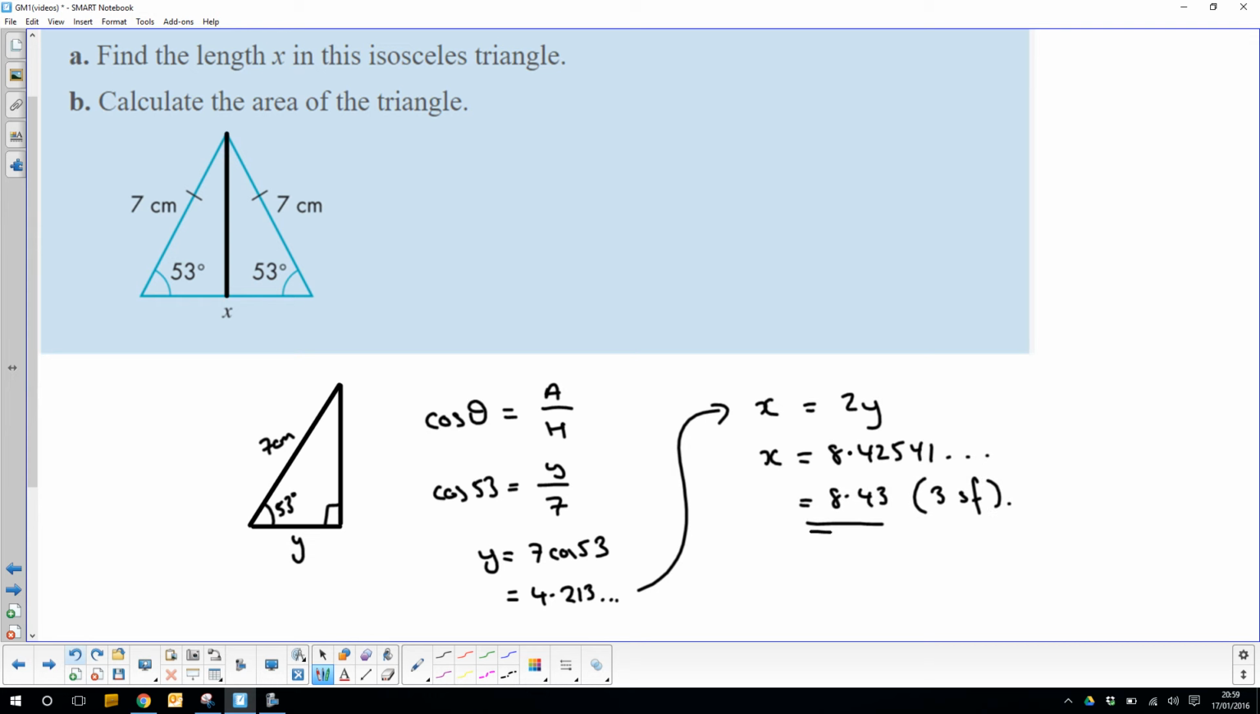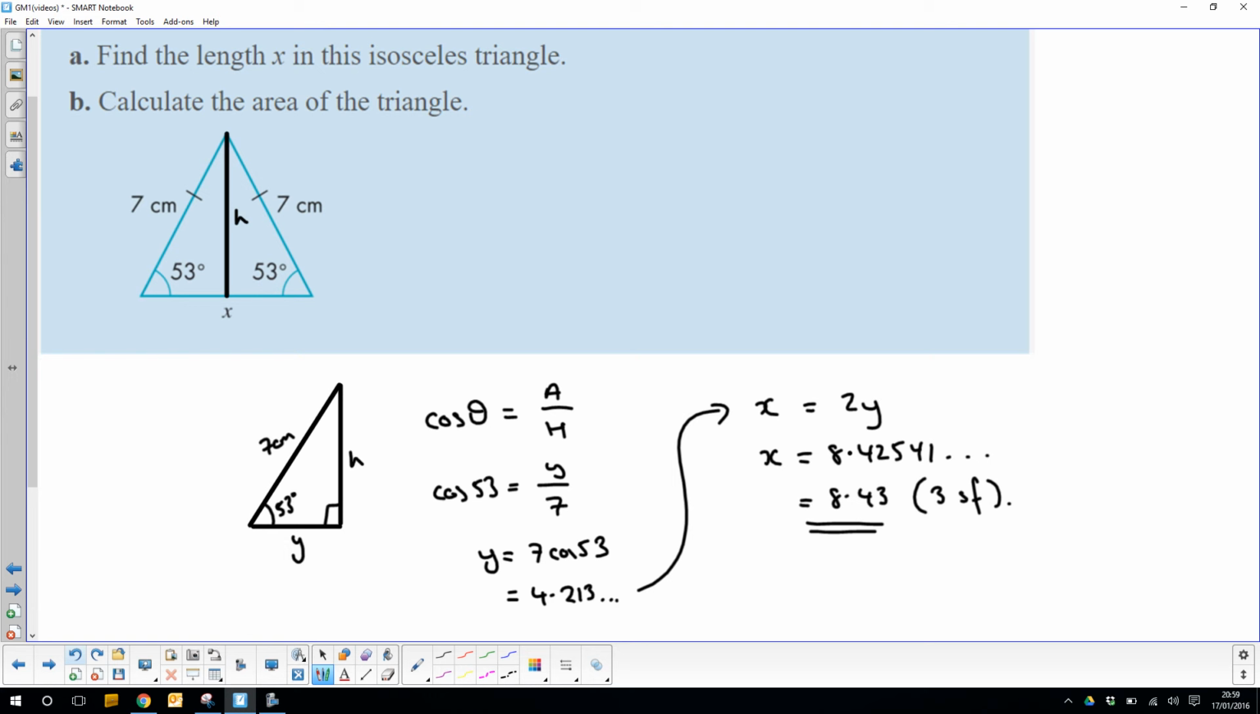Okay, so there's part A. We have worked out x. Then it says work out the area of the triangle. Now, for the area of the triangle I'm going to need the perpendicular height, that distance from the base up to the top. So really I'm talking about this bit here.